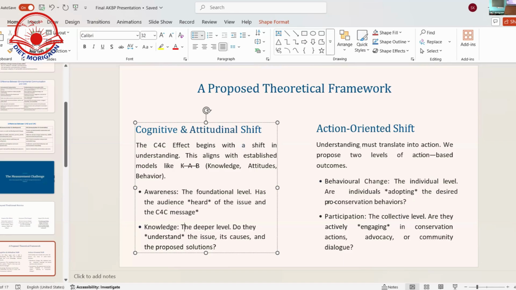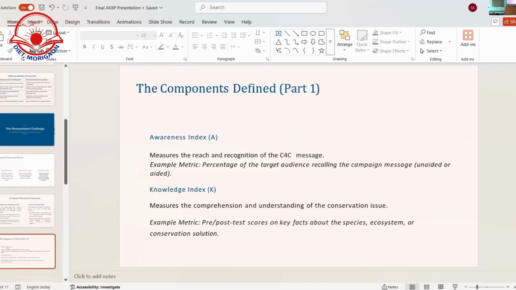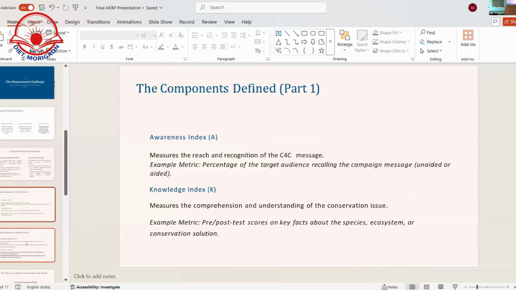Then next is the action-oriented shift. Then we can go for the behavioral change, how the behavior of an individual as well as the society, the community in a society, has changed. And the last factor is participation, how collectively the people work and how together they make the change towards conservation. So these are the basic points.